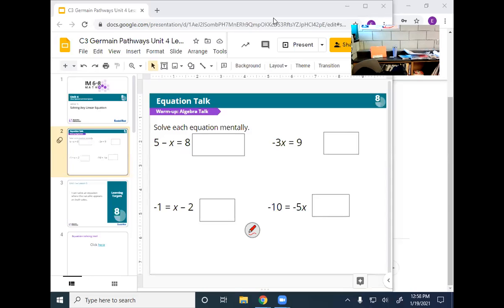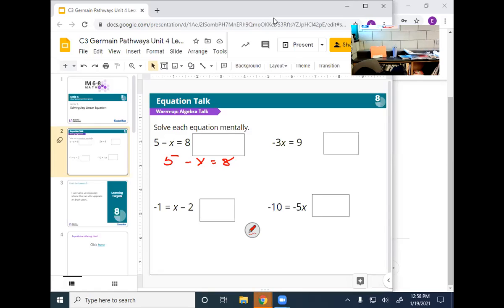Let's be safe. Okay, Billy, what do you think our first move is here for number 1? I don't really know how to explain it. I just know the answer. Okay, so we have 5 minus x is equal to 8. So the first thing is we need to get the x by itself. Avery, can you name that move for me? And then Billy's going to give us the final answer.